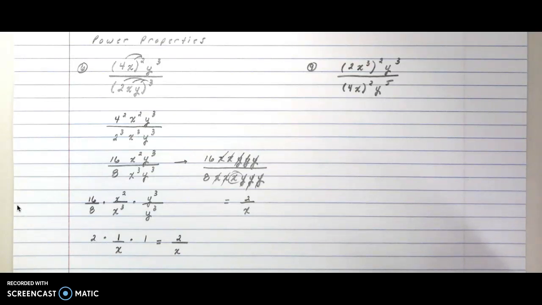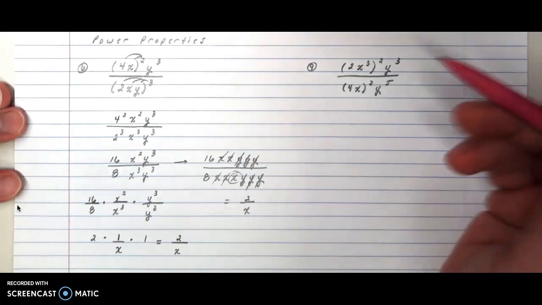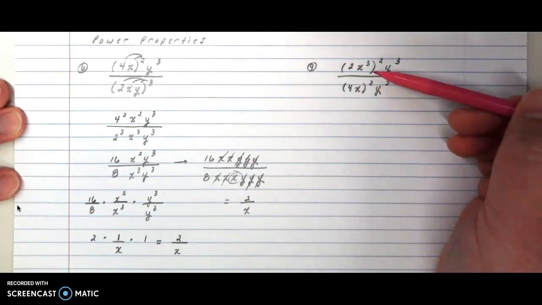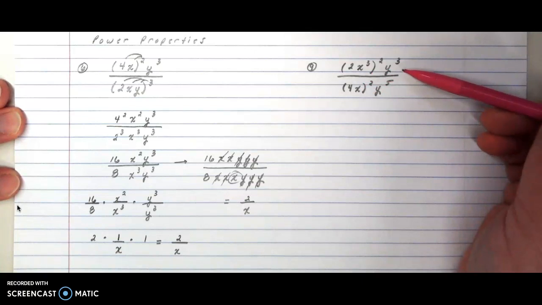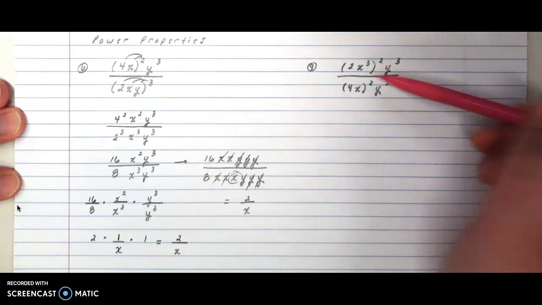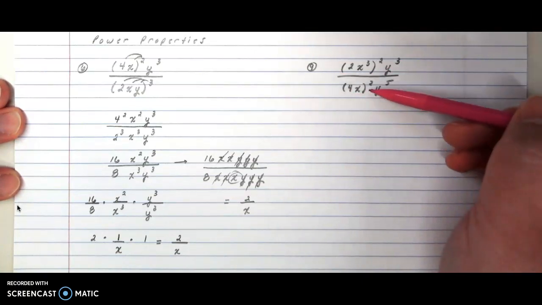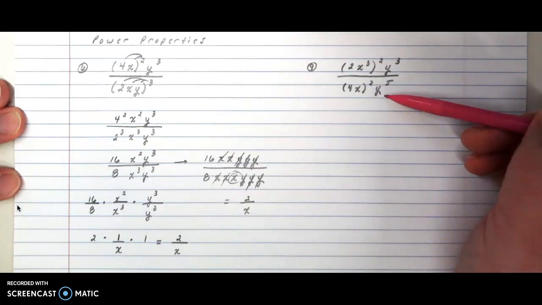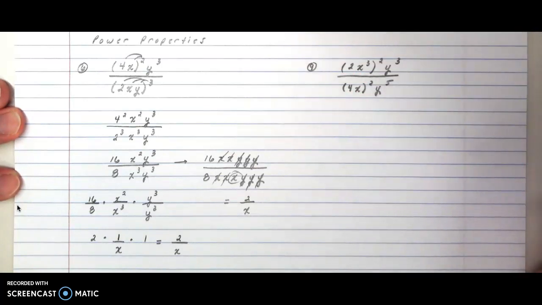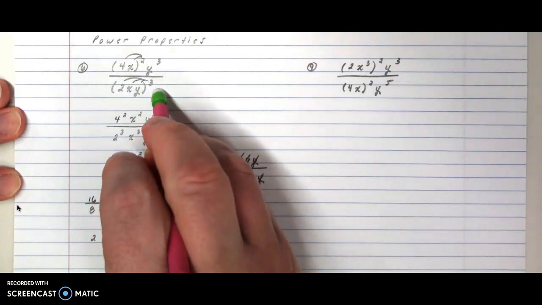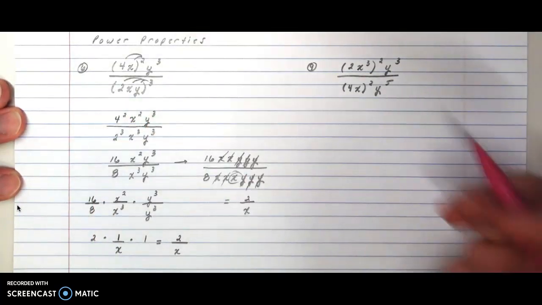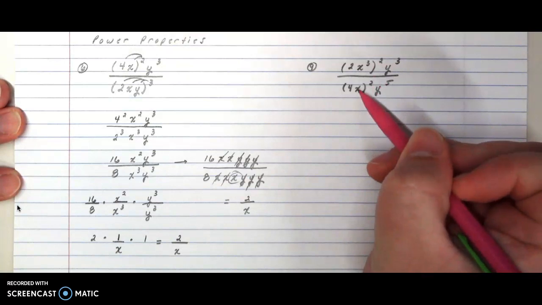All right, let's take a look at another problem. So this problem, we have the quantity of 2x cubed, all squared, times y cubed, all over the quantity of 4x squared, times y to the 5th. So just like over here, we want to make sure that we apply the powers first inside the parentheses to take care of that.